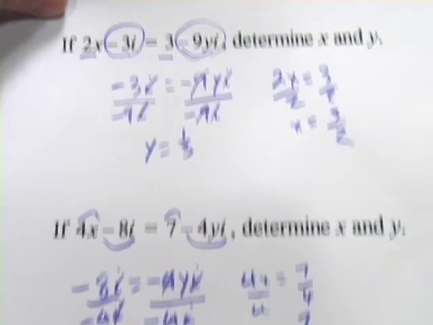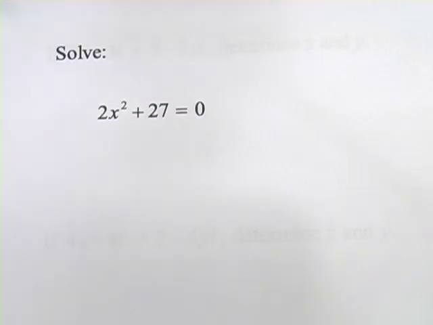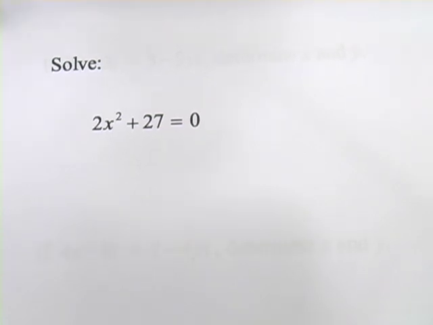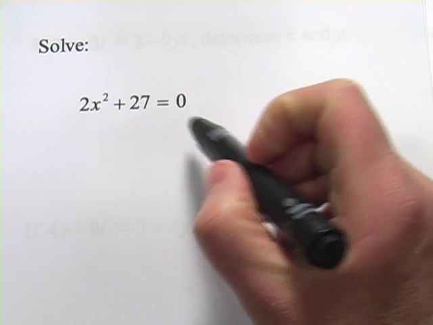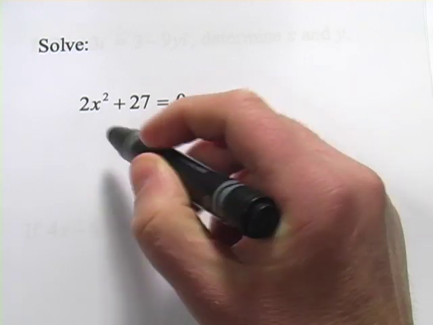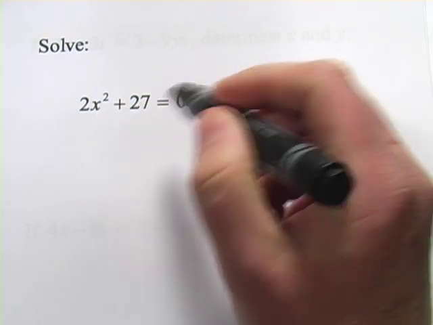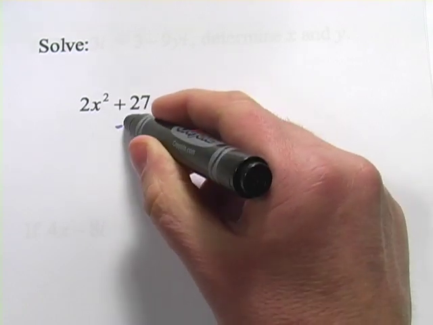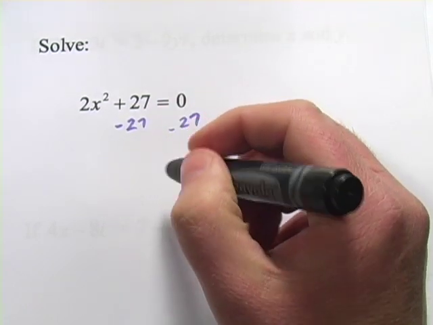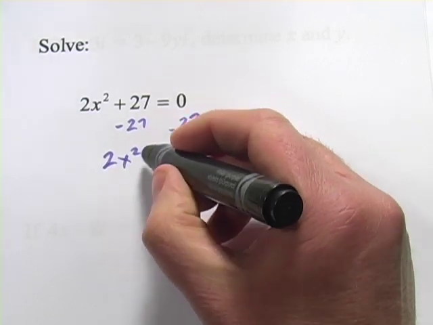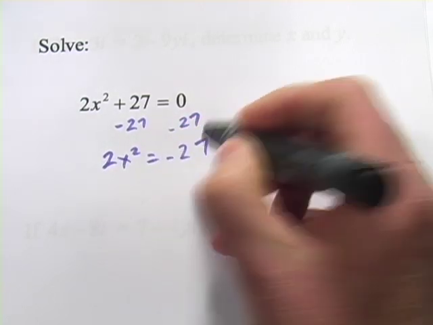Let's look at one slightly different type of problem. In this one, we're just being asked to solve for x, and it's going to involve imaginary numbers here. So the way I would approach this is to isolate that x squared and then take the square root of both sides. So let's try that. First, I'll get rid of this 27 by subtracting it from both sides. So we've got 2x squared equals negative 27.